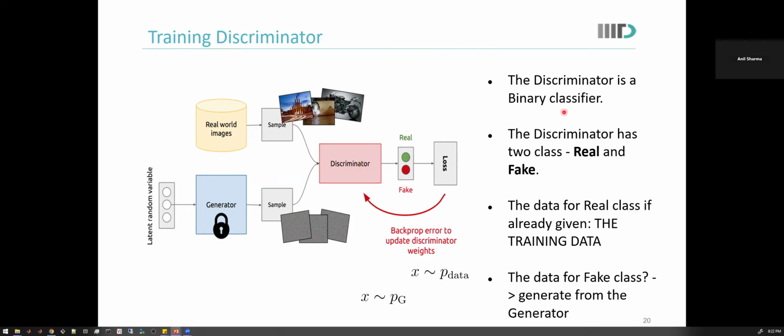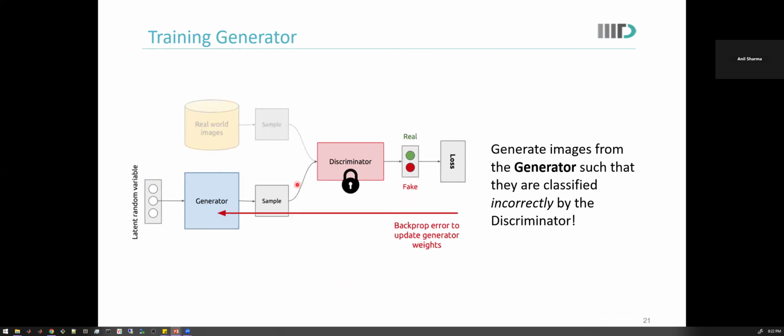It's a binary classifier with two classes, real and fake. The data for the real class is already given, the training data, and the data for the fake class is generated from the generator. So any random noise is fed to the generator, and what the generator produces we use as input as the fake data, and then the discriminator is trained.